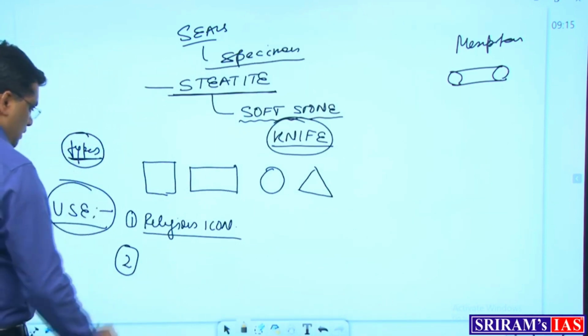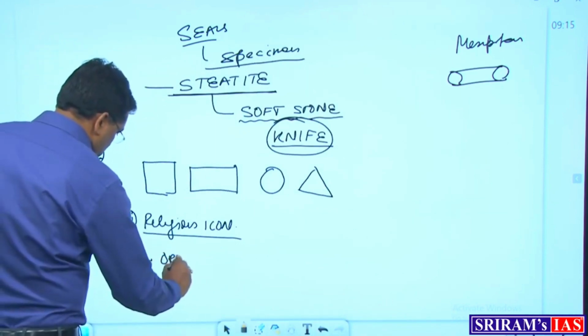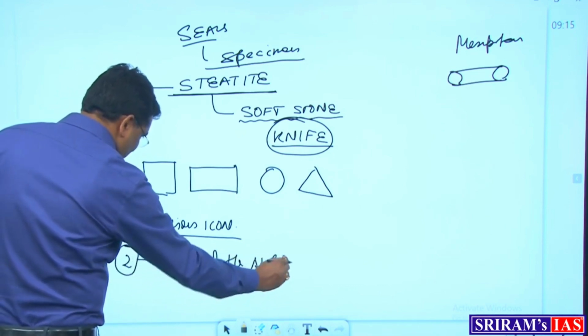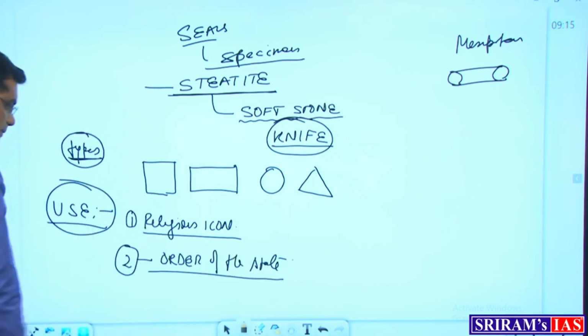Second, it is order of the state. It means all the time the king or the ruler directly wanted to communicate with the public, like today we do Man Ki Baat. This is a direct communication with the public, like we put up posters. That is how we communicate with the people. So they used to communicate by seals. So order of the state.